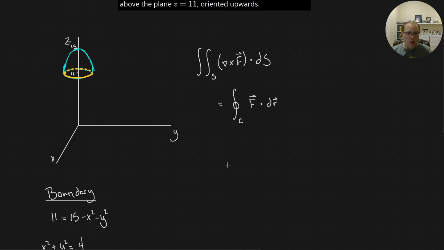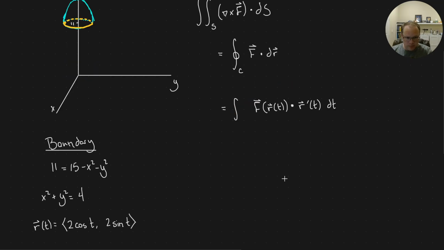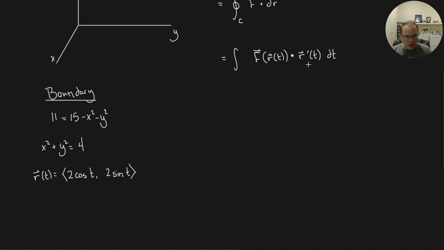Okay? And so integrating the circulation, we're just going to integrate the function evaluated at our parameterization. And I'm going to take the dot product with the derivative of that parameterization. Okay, just using the formula for evaluating a vector line integral. Okay, so we've got our parameterization here. I do need r prime. R prime of t is going to be negative 2 sine t, 2 cosine t. And I want to go all the way around the circle, so my limits will be from 0 to 2 pi. Okay, so let's plug in.